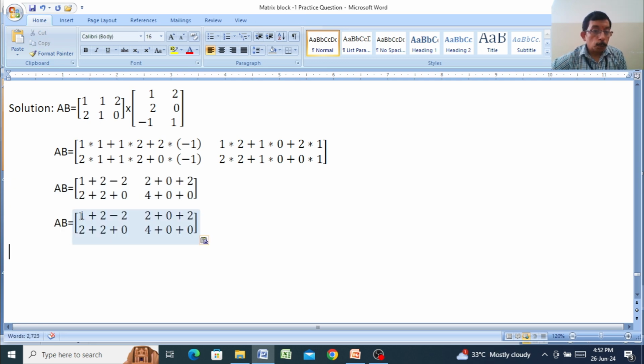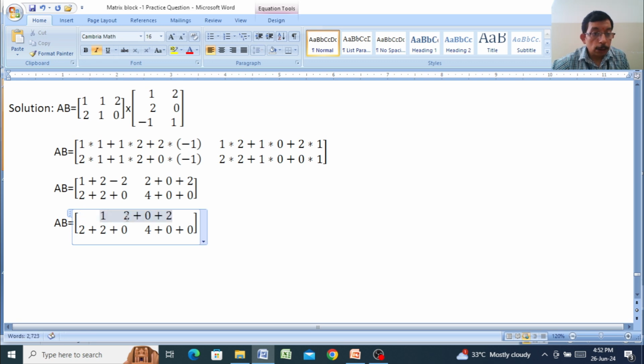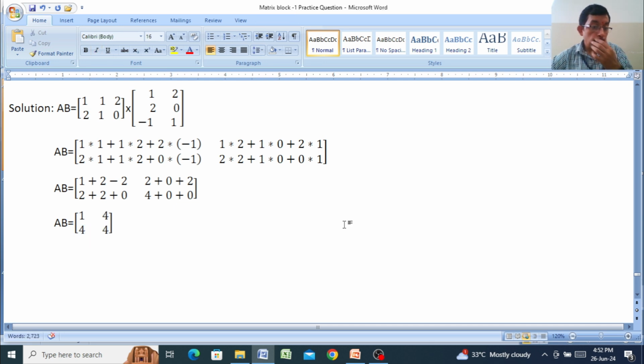1 plus 2, 3, 3 minus 2, answer is 1. Note down 1 in the same position. 2 plus 0 plus 2 is equal to 4. Note down 4 in the same position. 2 plus 2 plus 0, 4. Note down the same position. 4 plus 0 plus 0, 4. Note down the same position. This is the matrix multiplication of A and B. A and B multiplication is complete.